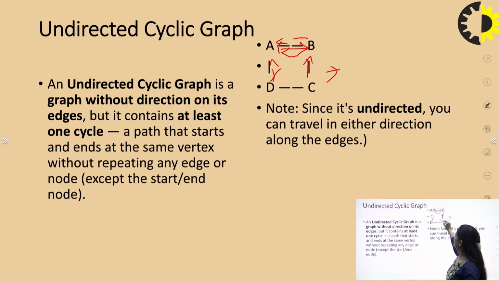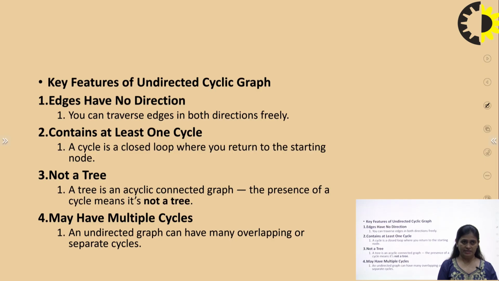The edges have no directions, so you can travel along an edge in both directions freely. Move from A to B or B to C. Second, it contains at least one cycle, just as a directed cyclic graph contains at least one cycle. Third, it is not a tree. A tree is acyclic because in a tree there is no cycle. That's why the undirected cyclic graph is not a tree.